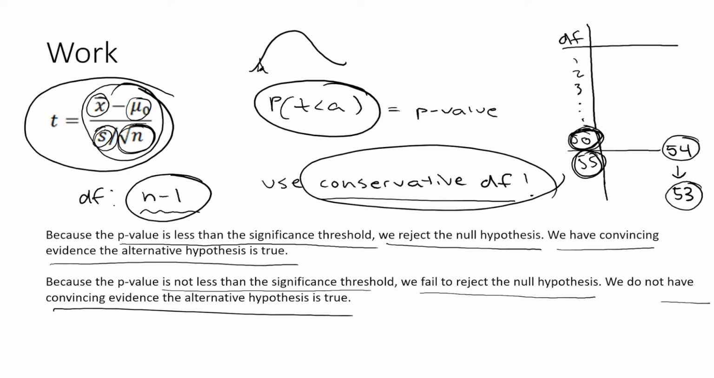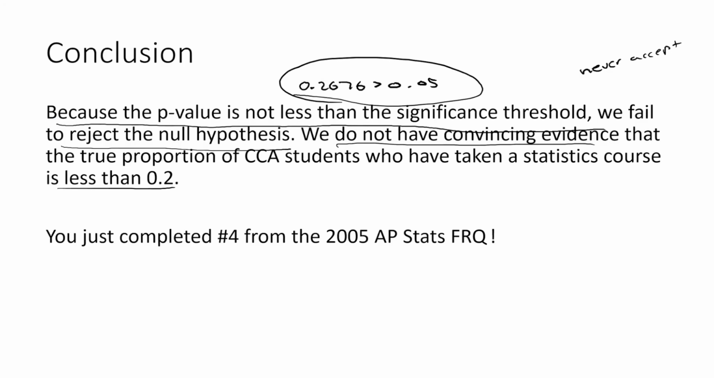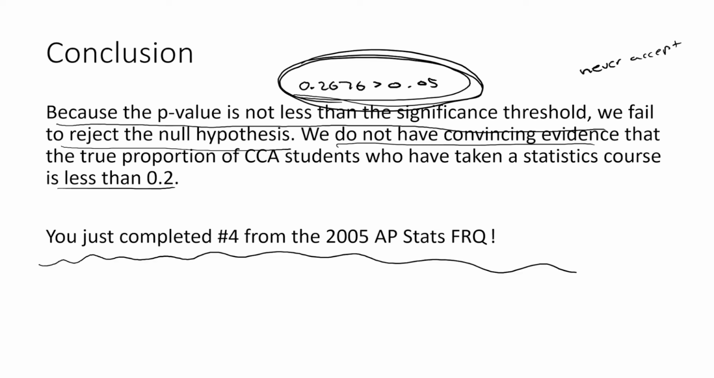So let's go back to the previous problem. Include an explicit comparison between the p-value and the significance threshold. Because the p-value is not less than the significance threshold, we fail to reject the null hypothesis. We do not have convincing evidence that the true proportion of CCA students who have taken a stats course is less than 0.2. And congratulations, you've just completed number 4 from the 2005 AP Statistics FRQ.